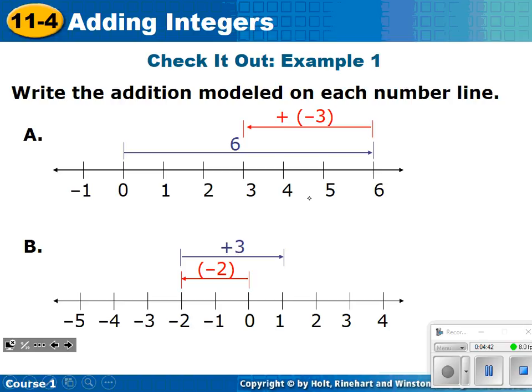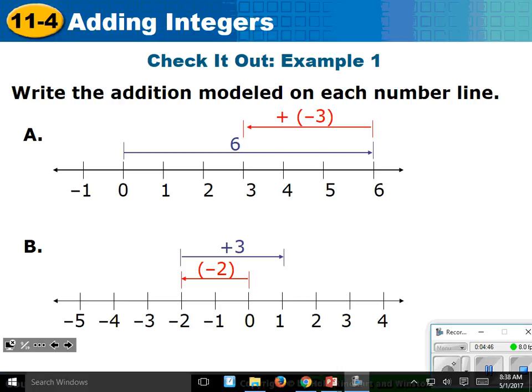Everybody do A. So, yeah, this one was 6 plus negative 3, and this one was negative 2 plus 3. Perfect.